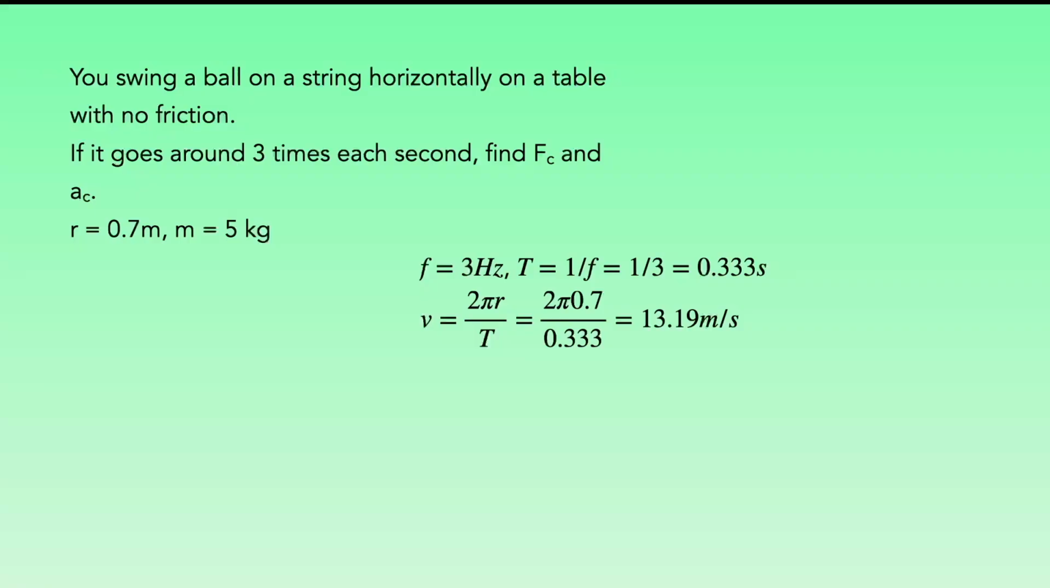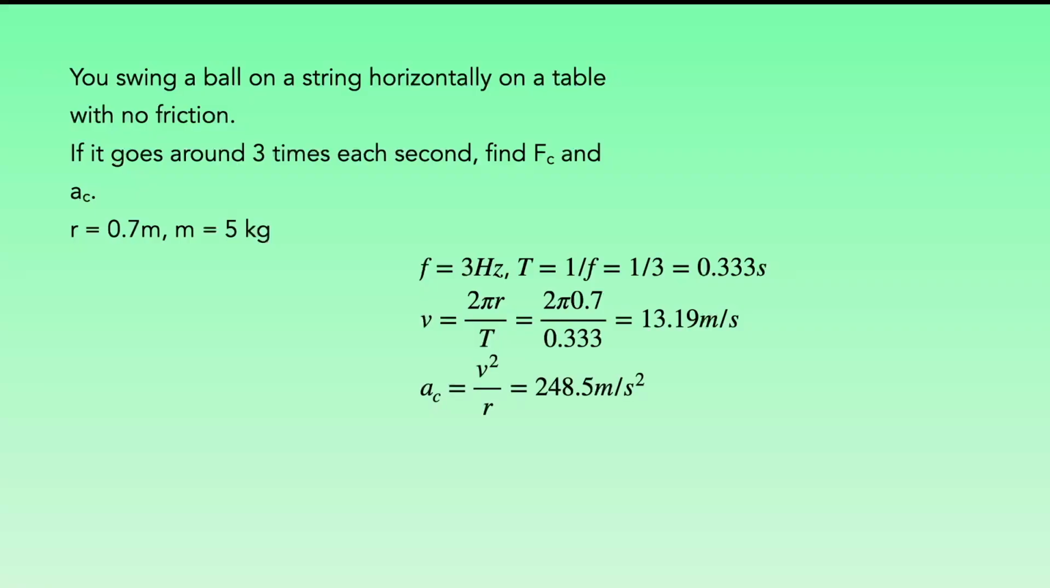2 pi r is the circumference, in other words, the distance once around. T is the period, and that's the time once around. So those two things have the same domain. And we multiply all that out, and we should get 13.19 meters per second.